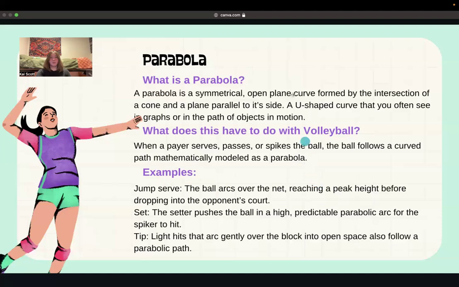Some examples of parabolas in volleyball include a jump serve, in which the ball arcs over the net, reaching a peak height before dropping into the opponent's court. A set: the setter pushes the ball in a high, predictable parabolic arc for the spiker to hit. A tip, which lightly hits the arc gently over the block into the open space, also follows a parabolic path.